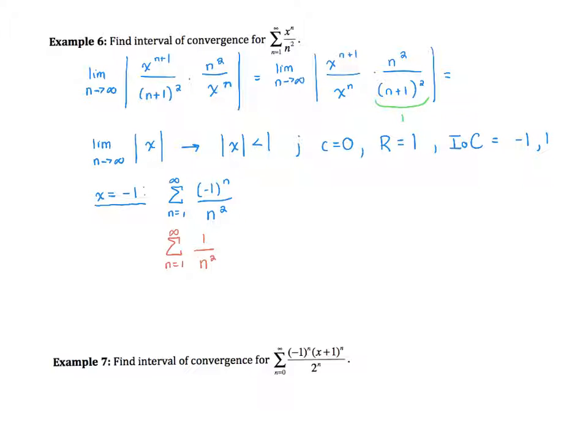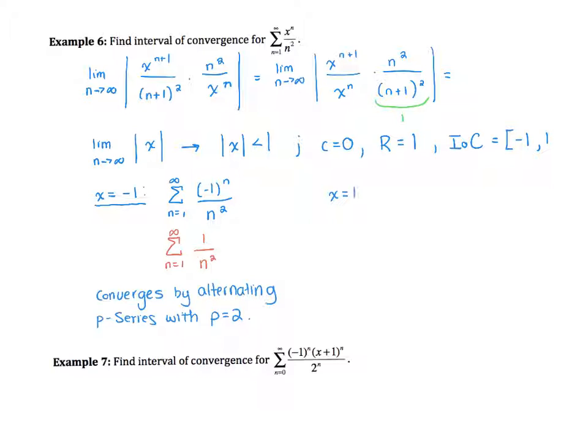I'm going to be a little bit less formal here, and I'm just going to say this converges. It's an alternating p series with p equal to 2, which is greater than 1. So -1 gets to come to the convergence party.